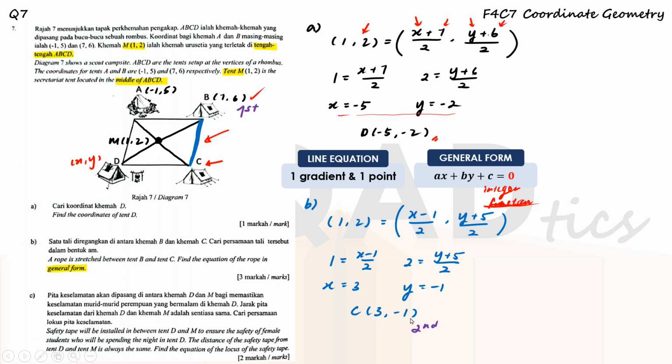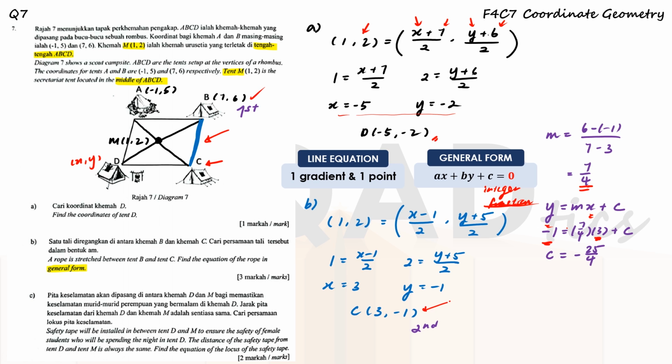Okay, and now using 10B coordinate as the first coordinate, this as the second coordinate, we can use the gradient formula, which was used in question 6 just now. Once we use the formula, you get 7 over 4 as our gradient. And now we need to find the y-intercept. If I use this gradient and this coordinate, 3 and minus 1, sub into x and y, I will find the value of C, which is negative 25 over 4.